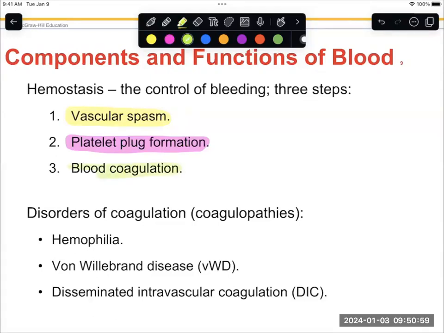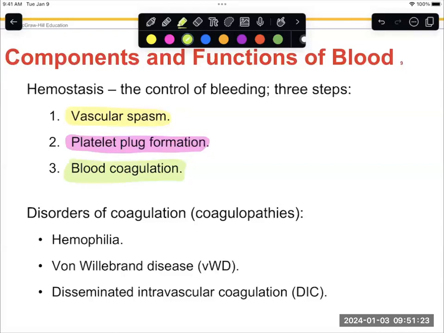Blood coagulation. That is that blood coagulating. Those red blood cells are coming together to help that platelet plug form a clot to block off that hole in that blood vessel to prevent more blood from leaving.